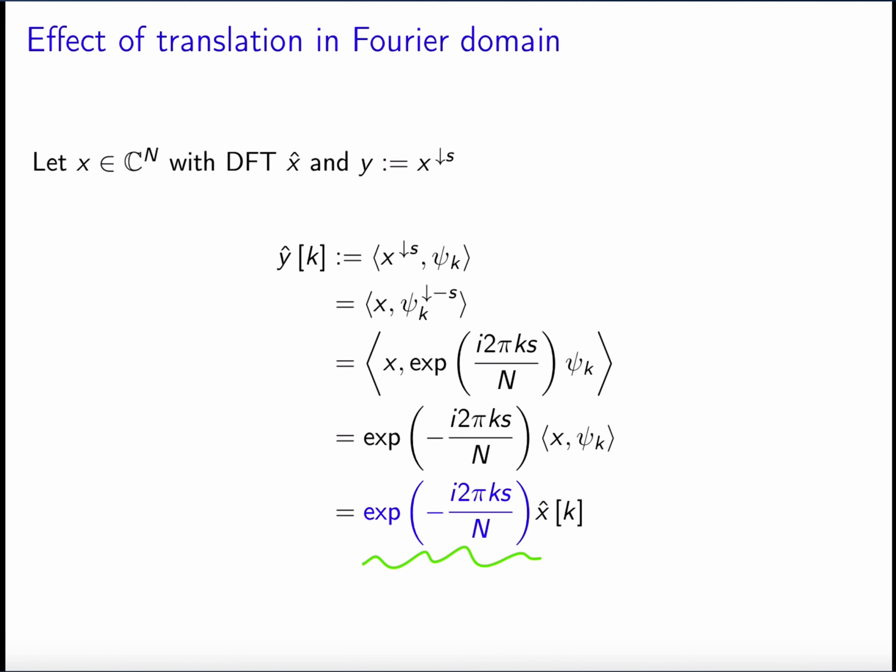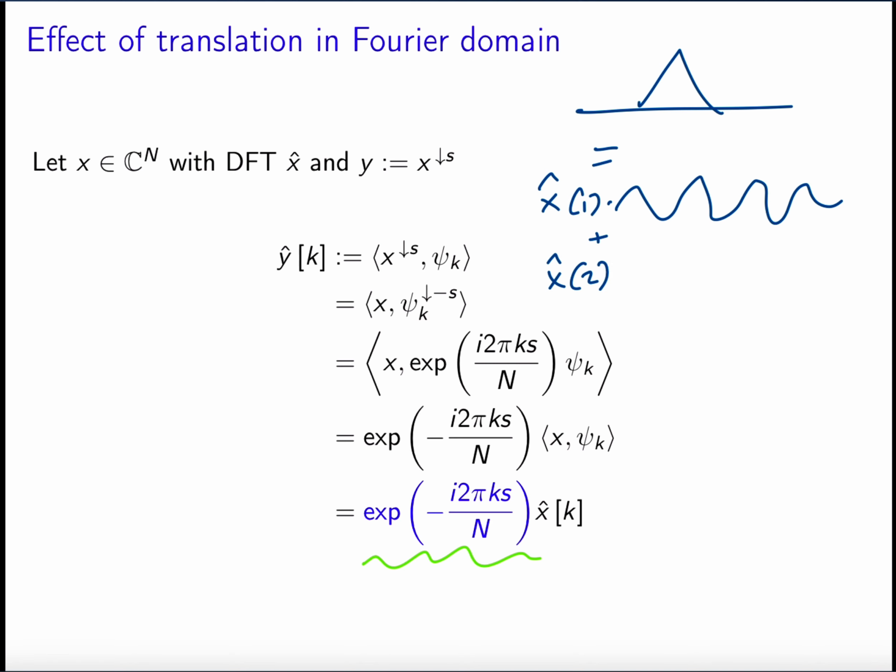Because if you think about it, when you're doing the DFT, you're saying, okay, this signal x that I have is actually equal to x of, let's say, 1 times the sinusoid with frequency 1, plus x of 2 times the sinusoid of frequency 2, and so on, right? This is what the DFT basically means. You're expressing your signal in terms of these sinusoids and you're weighting each of them by the DFT coefficient.